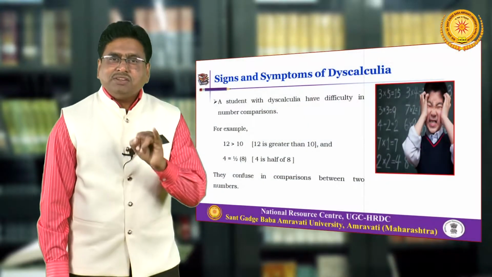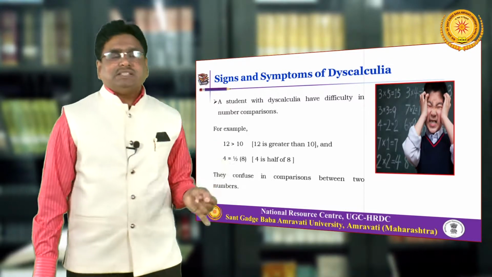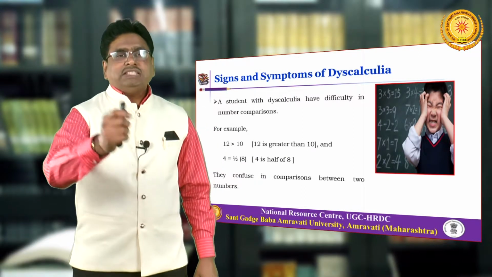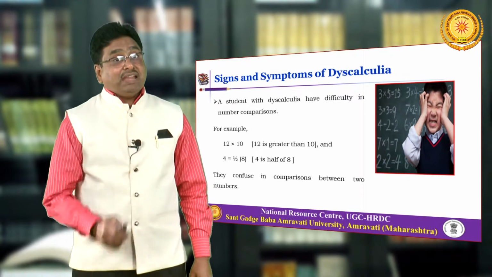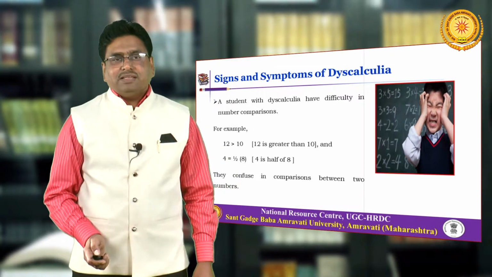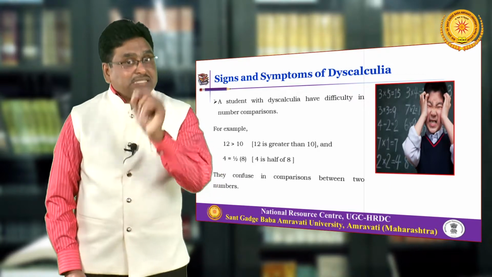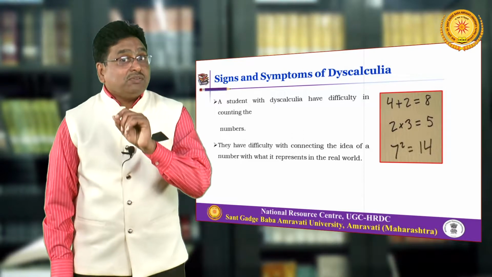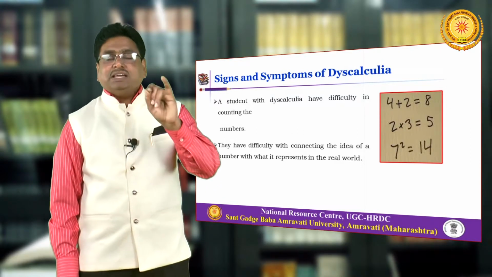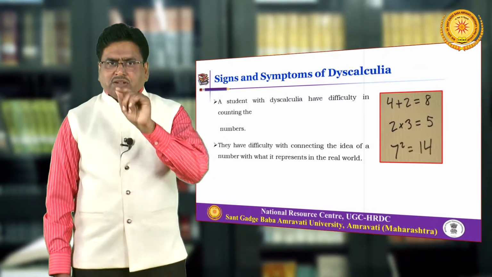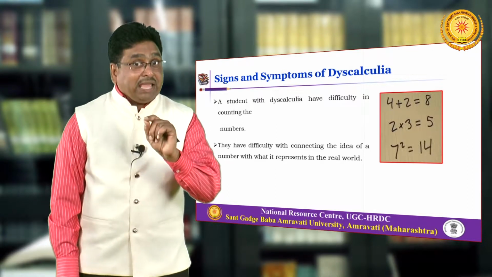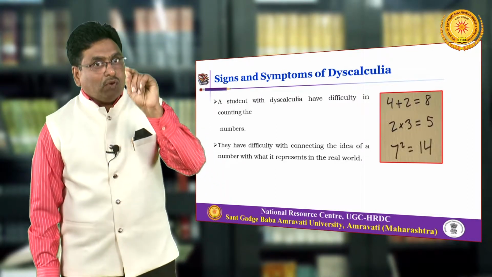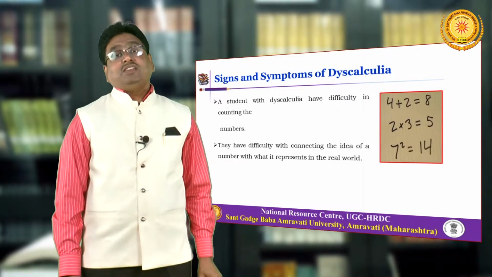Signs and symptoms of dyscalculia include: number 1, a student with dyscalculia has difficulty in number comparison. For example, 12 is greater than 10 and 4 is half of 8. They get confused in these comparisons between numbers. A student with dyscalculia has difficulty in counting the numbers. They have difficulty connecting the idea of a number with what it represents in the real world.